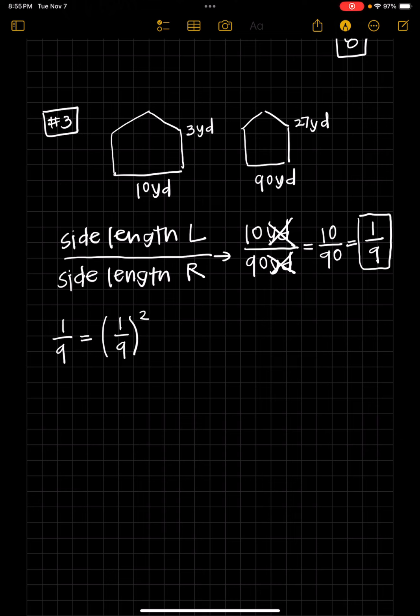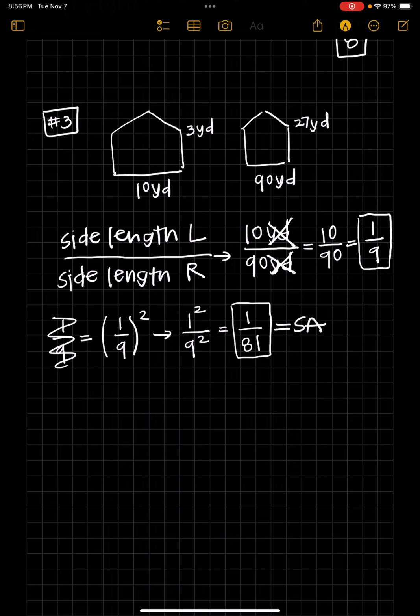The reason why I'm squaring it is because I'm going from side length to surface area, and surface area units are always squared. So I have to square the side length scale factor to get the surface area scale factor. When I square that, the squared goes to the top and the bottom, so it's like 1 squared over 9 squared, which gives me 1 over 81, and that's my ratio of the surface areas. So I'm going to say that that's for the surface areas.